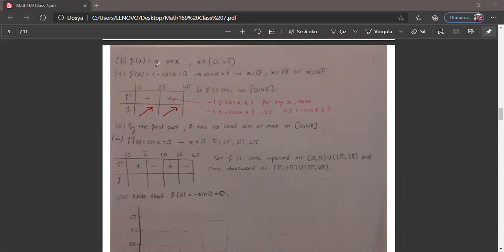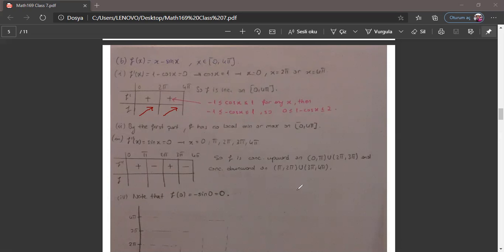We take the derivative of 1 minus cosine x and get sine x. We equalize it to 0 and see that x should be one of them. So these are the roots of this second derivative, because sine x is 0 when x is k pi, where k is an integer. So here we have the signs.